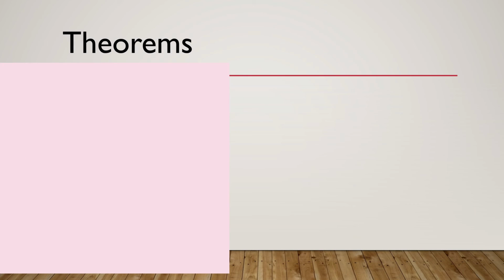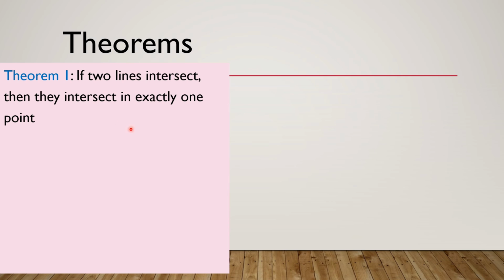Okay, so aside from having postulates, we also have theorems. So, ano ba yung theorem? Ang theorem isa siyang statement, no, na pinatunayan sa pamamagitan ng reasoning or mga evidence, or accepted truth. So, ito yung theorem. The first theorem natin is theorem 1: if two lines intersect, then they intersect in exactly one point. So, that is our first theorem.